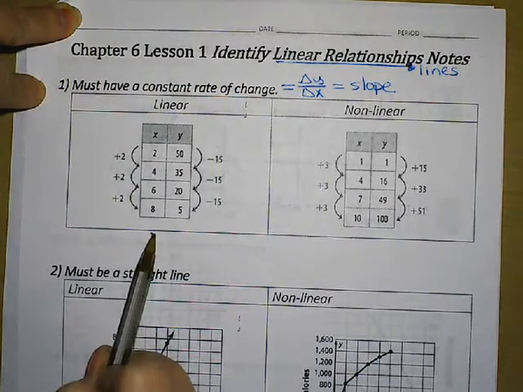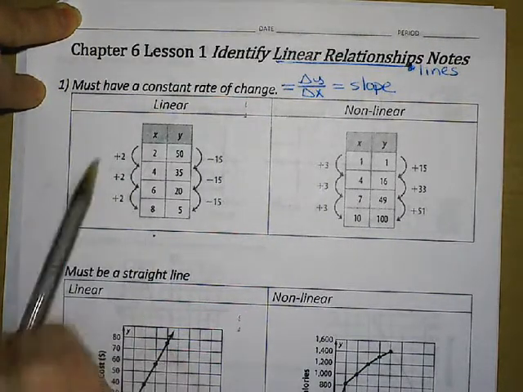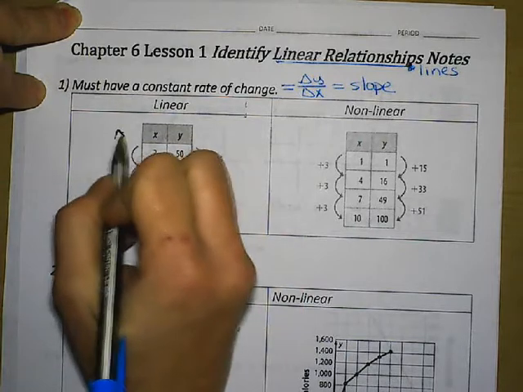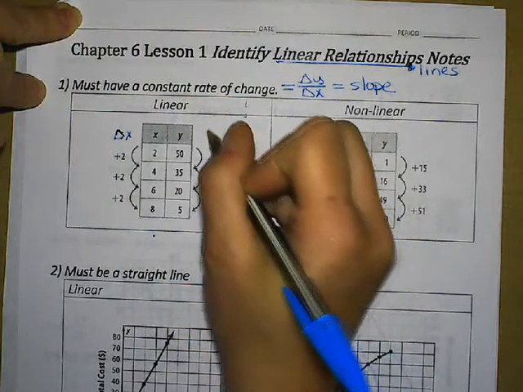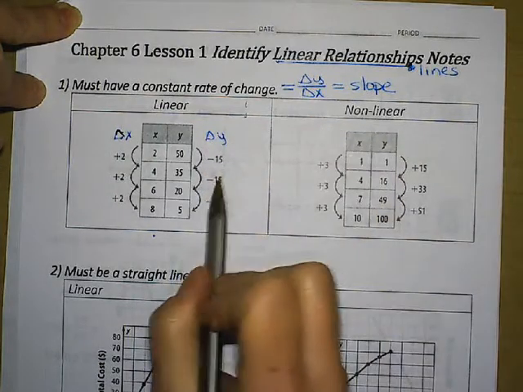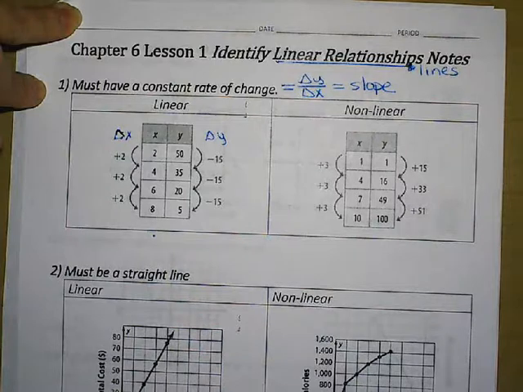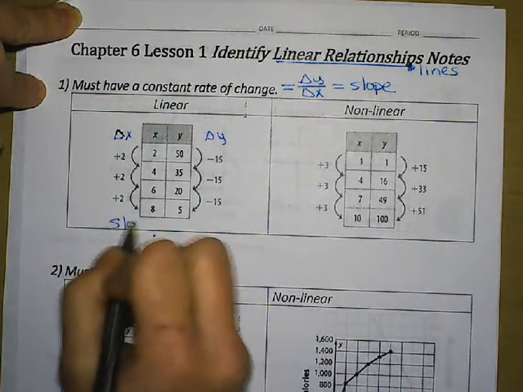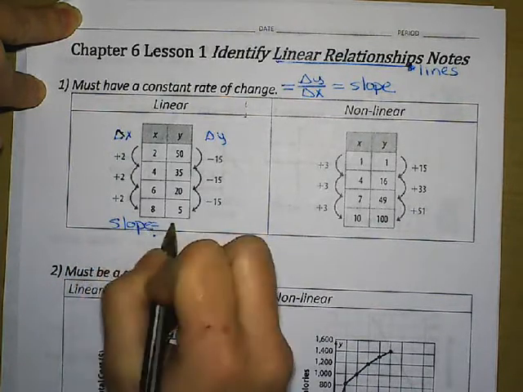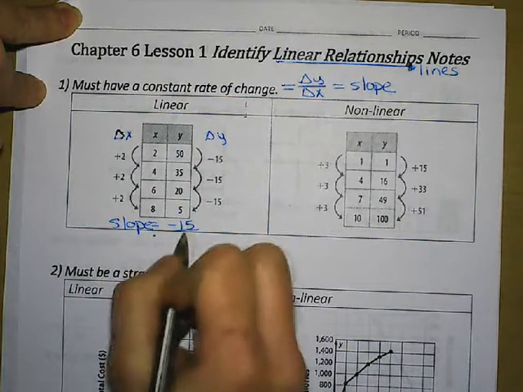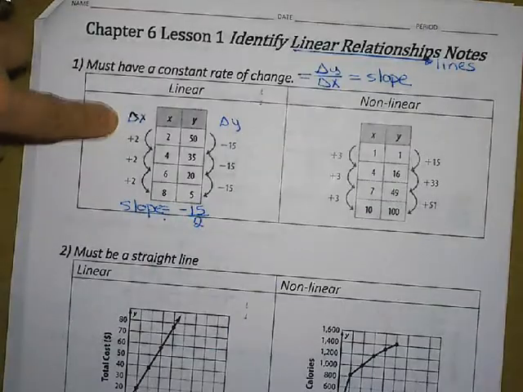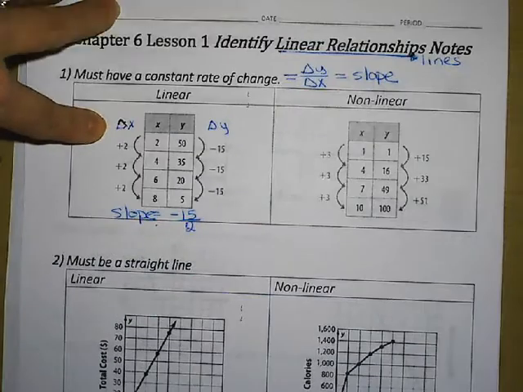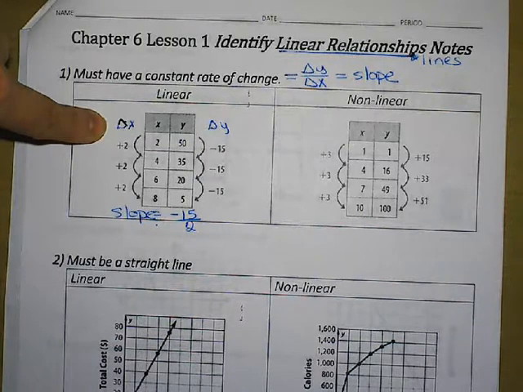If you look at the linear relationship, you can see that the change in x goes up by 2 each time, and the change in y goes down by 15. Therefore, the slope is negative 15 over 2. You must have a constant rate of change to have a line, a straight line.